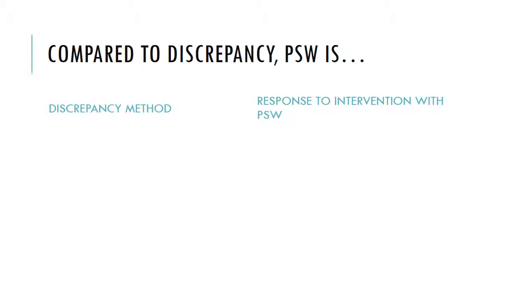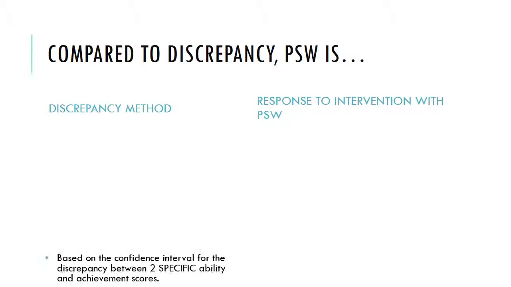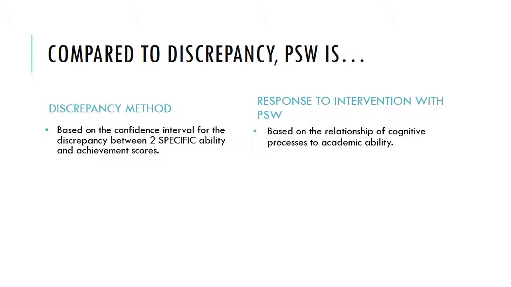This slide will compare and contrast the discrepancy method with the Pattern of Strengths and Weaknesses method. The discrepancy method is based on the confidence interval for the discrepancy between two specific ability and achievement scores, whereas PSW is based on the relationship of cognitive processes to academic ability.